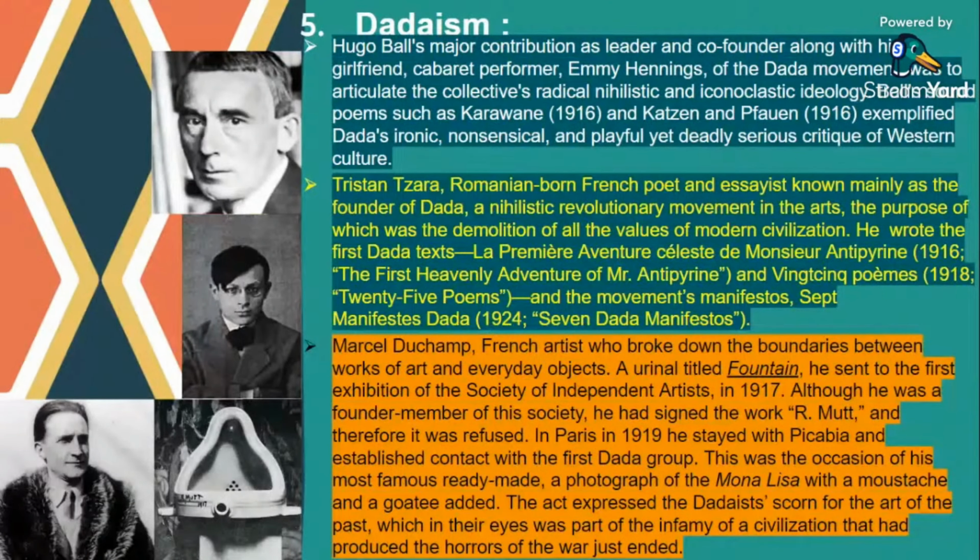Yeah. So it is there, and Dada is the scorn for the art of the past, which in their eyes was part of the infamy of a civilization that had produced the horrors of the war just ended. So why? What was the reason behind this? They were flaunting the values of the past because they thought of this infamy of a civilization that had produced the horrors of the war just ended. So just because of their ideology in the past, the war was there. That is why they were breaking the rules.